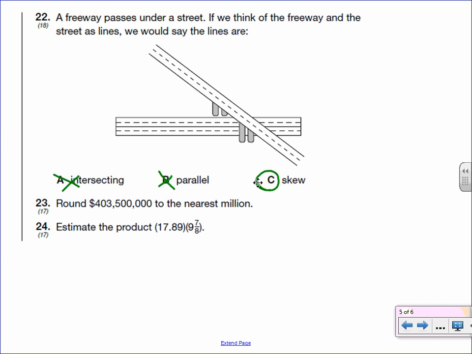Number 23: Round 403,500,000 to the nearest million. Well, the millions place is right here on the 3, so everything after that line is going to turn into a 0. So we look, and after the line is a 5. That means that this 3 is going to round up to a 4. So we will have 404, and then everything else after that is a 0.